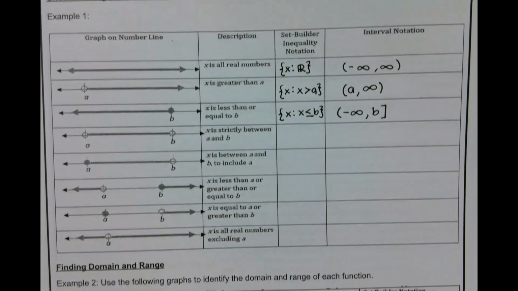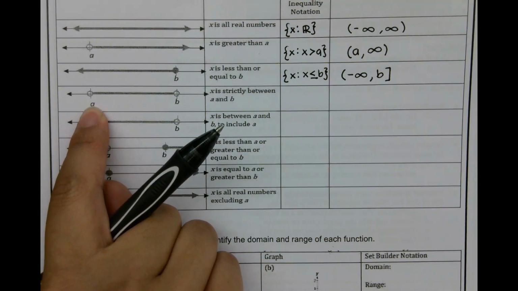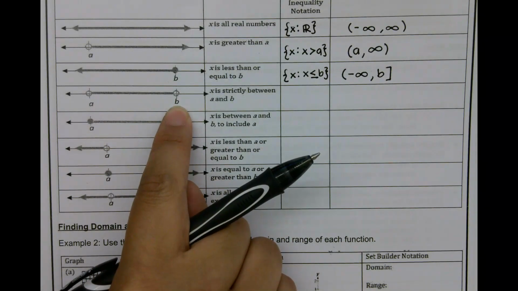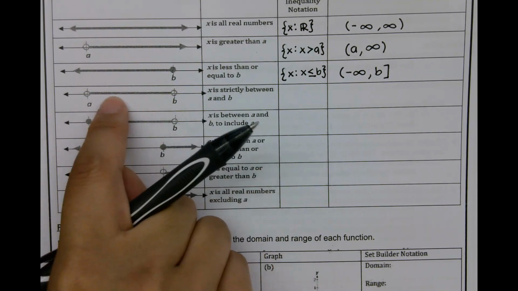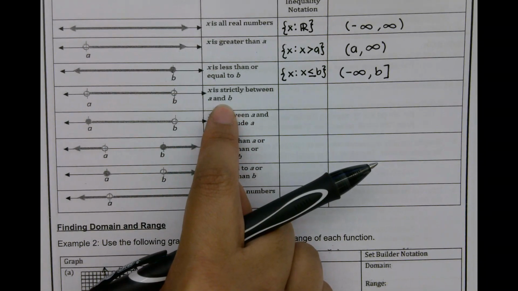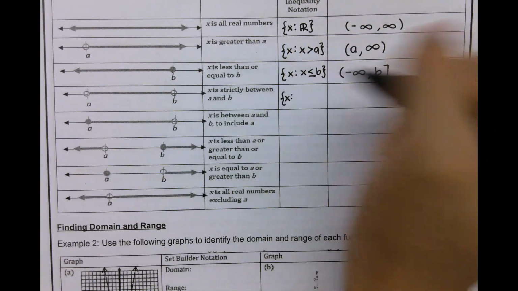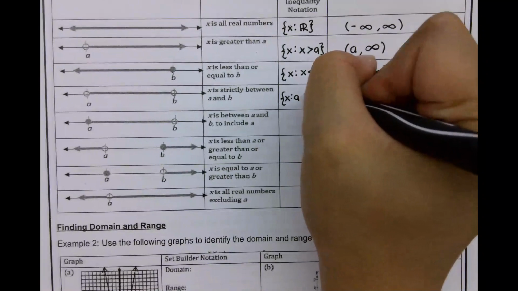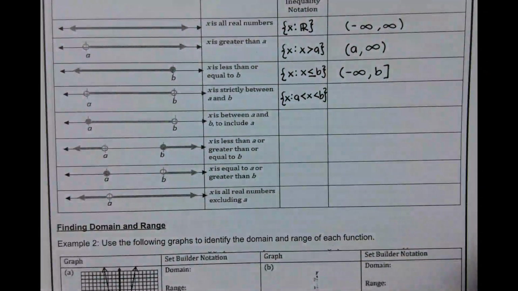Then the next one here, we have an open circle at A and an open circle at B, meaning that A and B are not included. But what is included is everything in between. So the description is x is strictly between A and B. If I were to write it as an inequality, I would write it as A is less than x is less than B. And that covers everything between A and B.